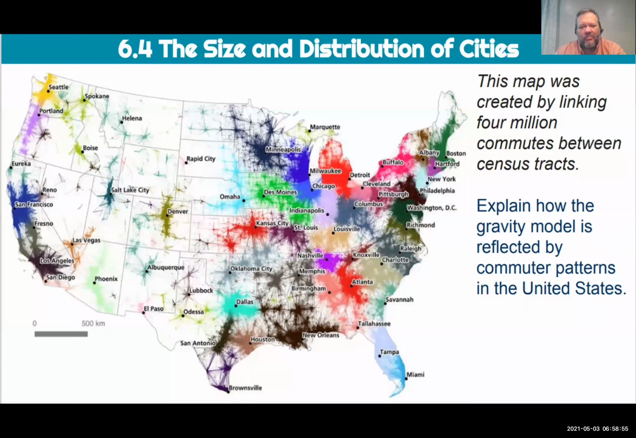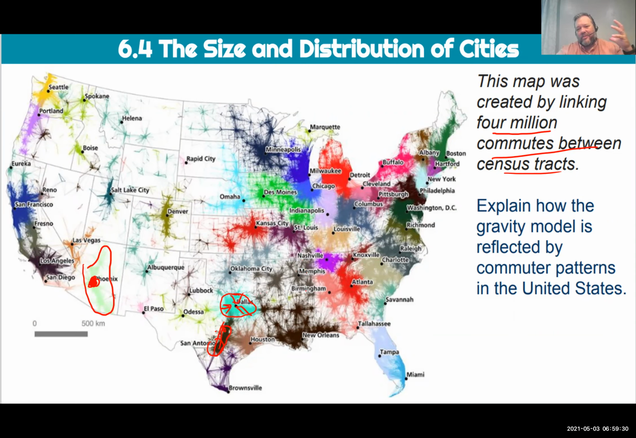All righty. And lastly, I want you to freeze this and work on this. This is a map created by linking 4 million commutes between census tracts. And so you can see, this is just measuring commutes. And again, this is gravity model kind of stuff. Phoenix is the big thing that's pulling everybody in. If we come over here, here's San Antonio, Austin's up in this area, so there's going to be a lot of flow in between there. Here's where Dallas pulls from, all these people flowing into here.